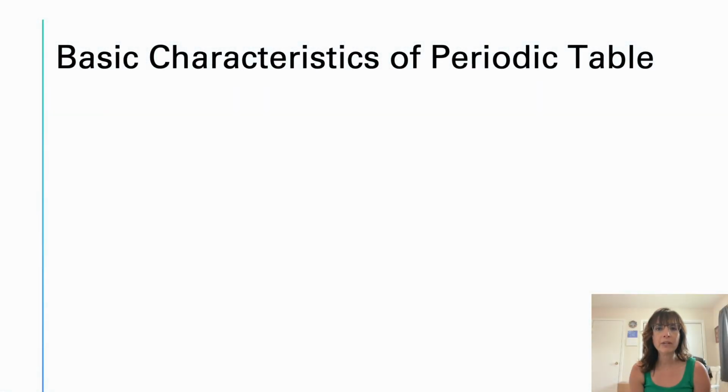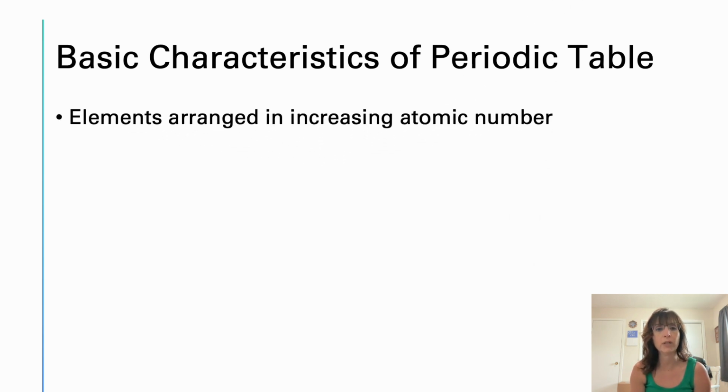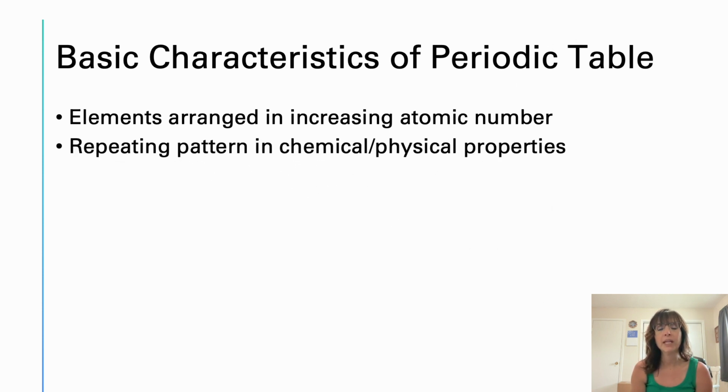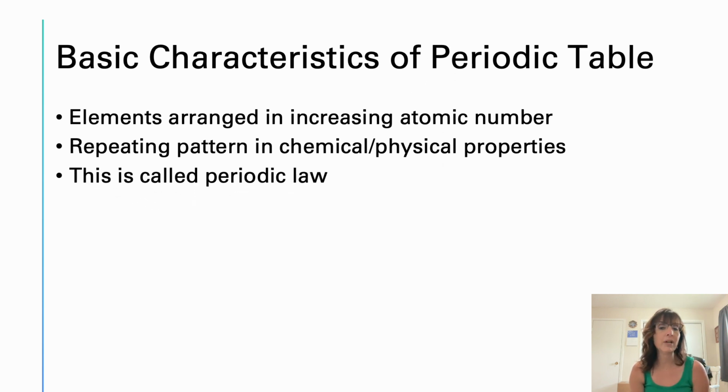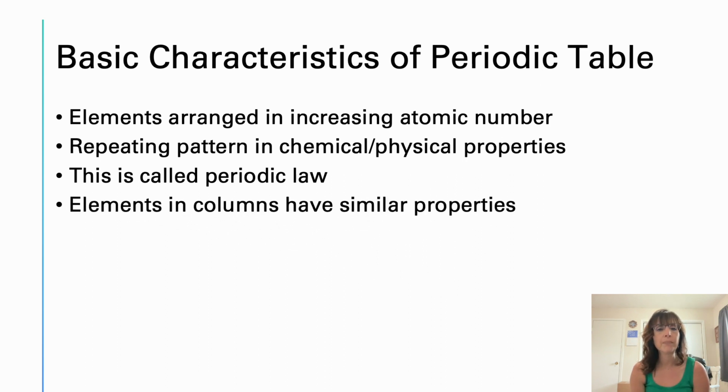Let's take a very brief look at the periodic table. We will go into much more detail in Unit 4. First of all, elements are arranged in increasing atomic number. And when we do that, we see this repeating pattern in chemical and physical properties. We say that this is the periodic law because these patterns repeat periodically.